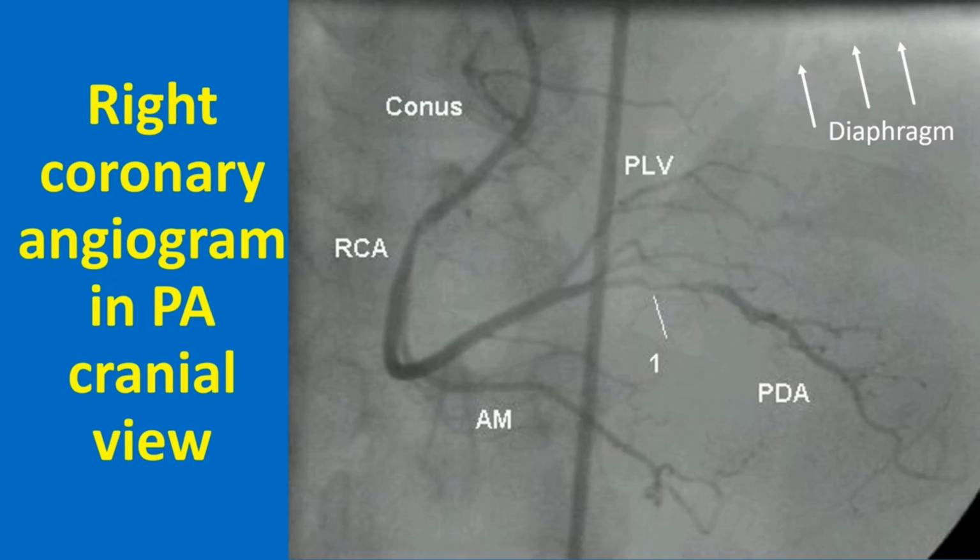As in other cranial views, diaphragmatic contour can be seen high up in the field. A tight lesion is seen in proximal portion of PDA marked as 1. PLV, posterior left ventricular branch, AM, acute marginal branch, RCA, right coronary artery. Conus branch of the right coronary artery.